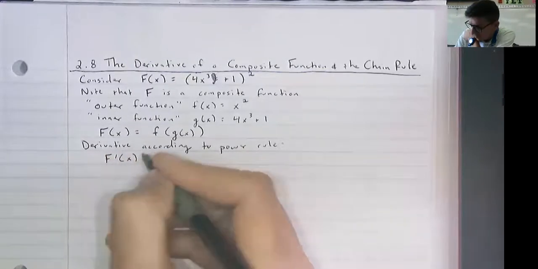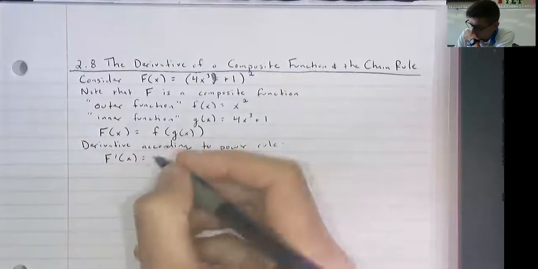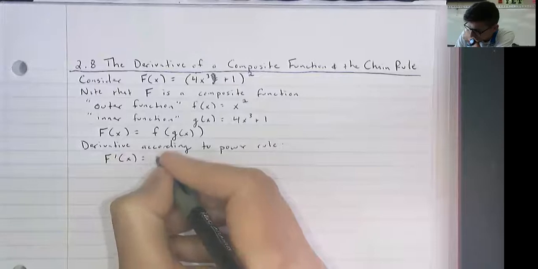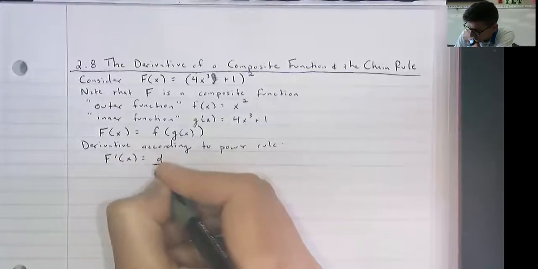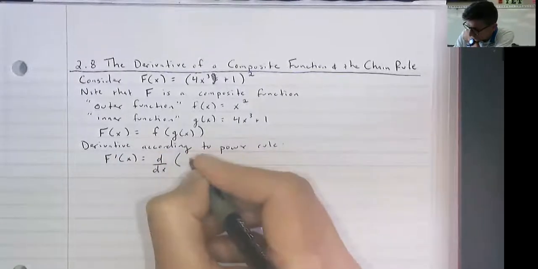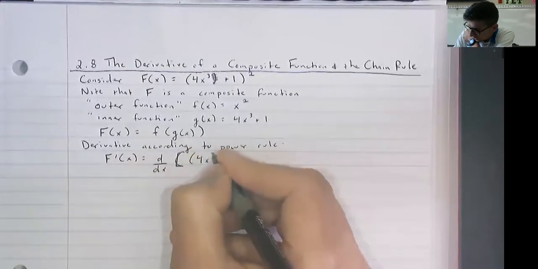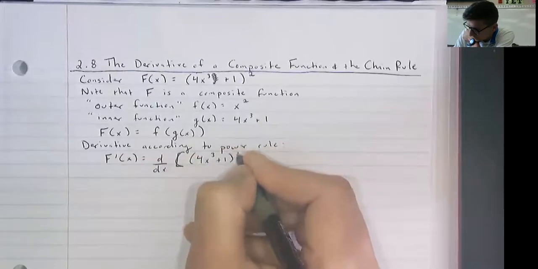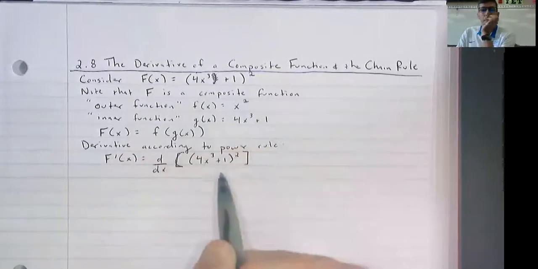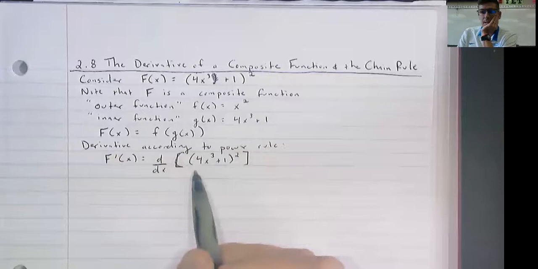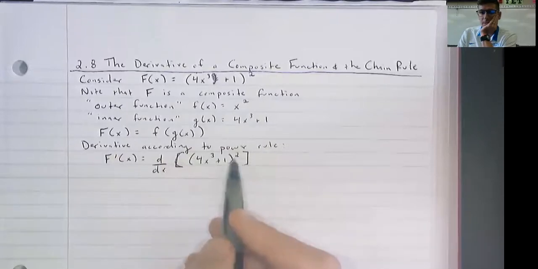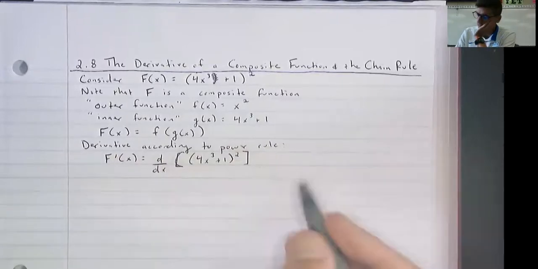Well, the power rule, let's do it like this: d/dx of (4x cubed plus 1) squared. Well, the power rule says drop this like it's hot, drop down this exponent and subtract 1 from it.